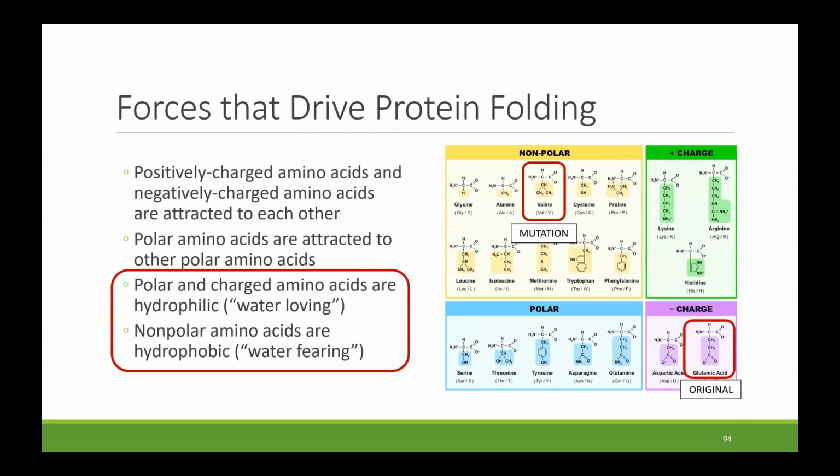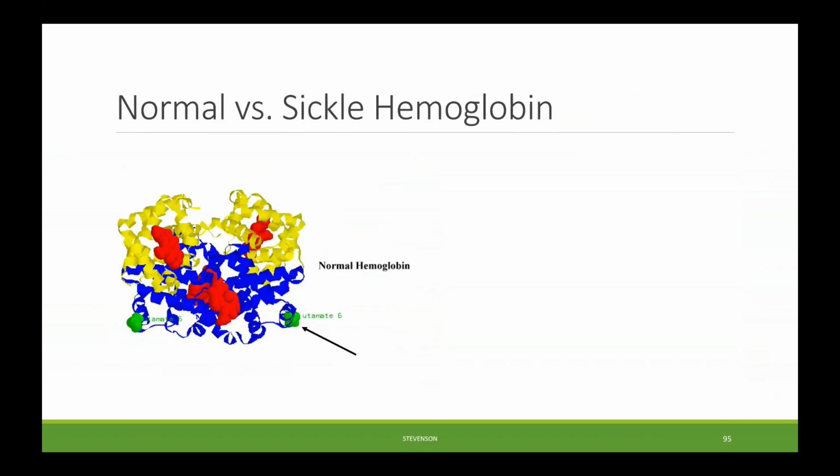They want to avoid water. So we went from something that likes water to something that hates water. So whereas in normal hemoglobin, the glutamic acid, which is shown here in green, and it's actually labeled in this diagram as glutamate. Glutamate is another name for glutamic acid.